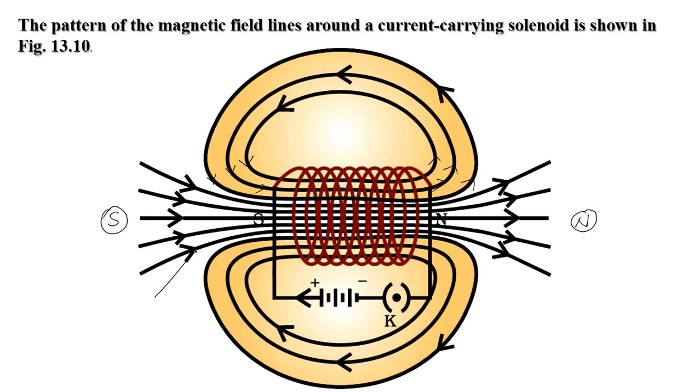One thing you can observe over here inside the solenoid: remember that if the solenoid length is not very large, in that case the magnetic field will be uniform. The magnetic field B will be uniform in nature. You can see the magnetic field lines are equidistant inside the solenoid, so it is a uniform magnetic field.